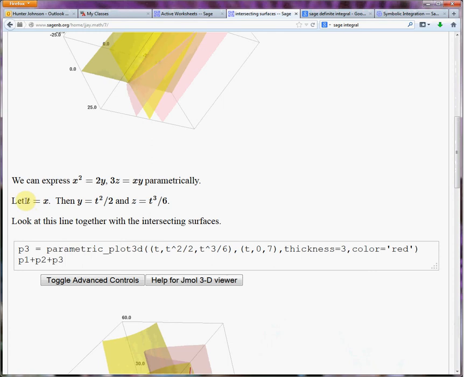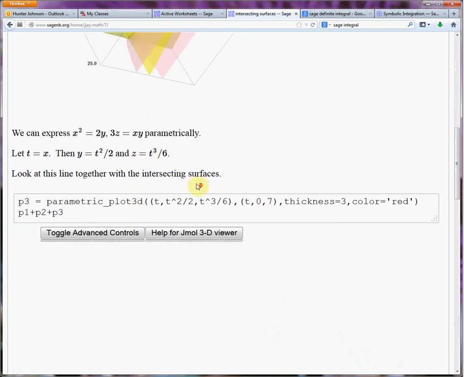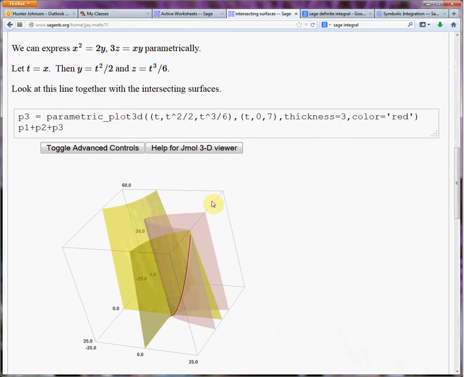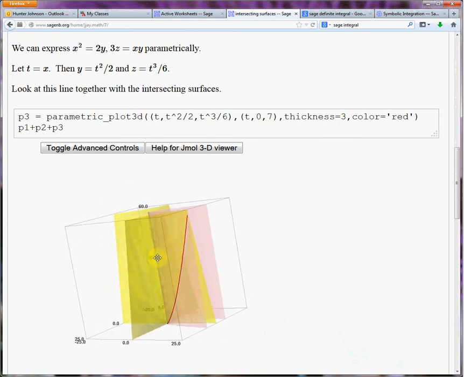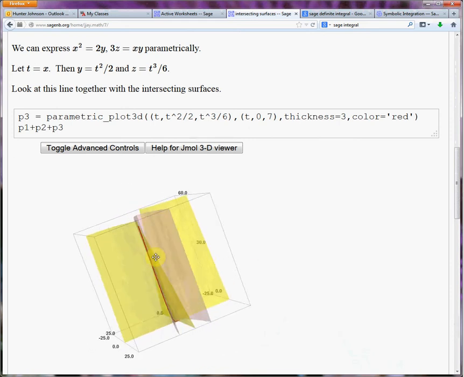So you can just let t be the parameter, set that equal to x. And then because of this equation, you must have y is equal to t squared over 2. And because of this equation, plugging t in for x and t squared over 2 for y, and then dividing both sides by 3, you get that z has to be t cubed over 6. And now you can plot this line together with the two intersecting surfaces. And there it is. You can see it's sort of that red line there.